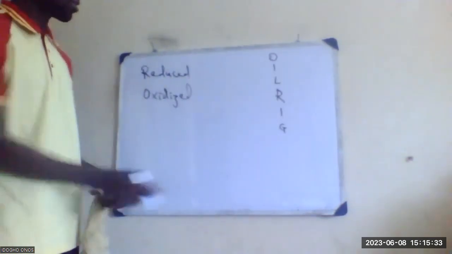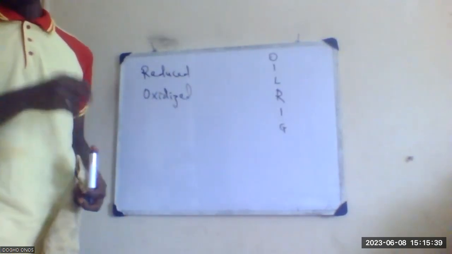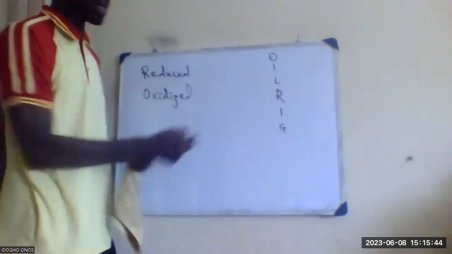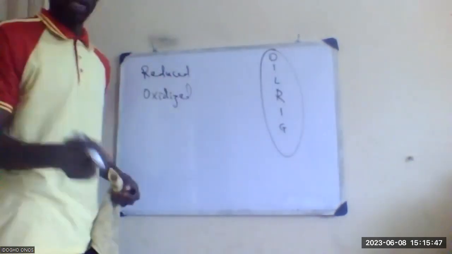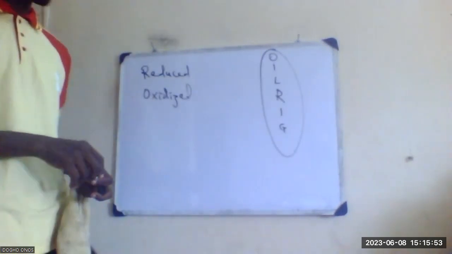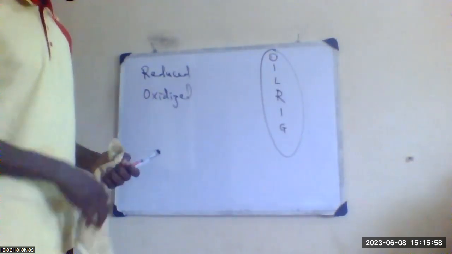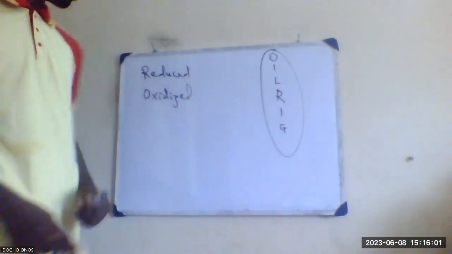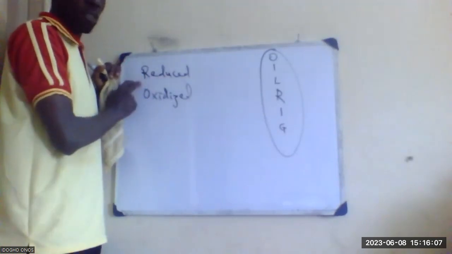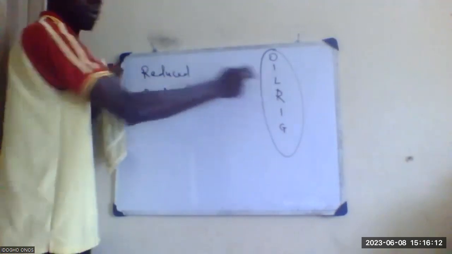Reduced in the sense that it has to do with gain of electrons. Remember this acronym when we're talking about electrolysis: OIL RIG. Can someone remind me what OIL RIG means? Oxidation is loss. Yes, thank you. Reduction is gain, in terms of electrons. So I could simply define a redox reaction as a reaction in which one species is reduced, that means gain of electrons, and the other is oxidized, that is loss of electrons.